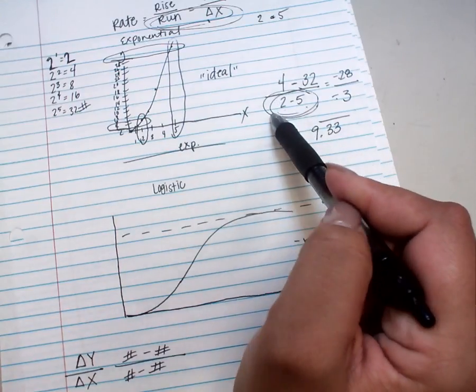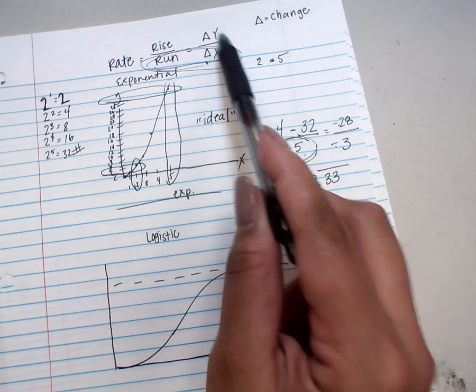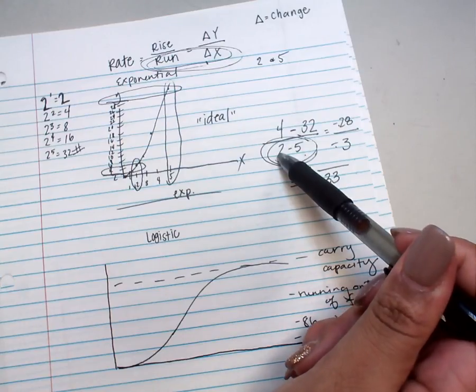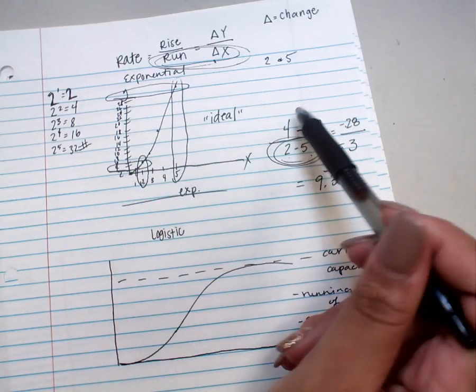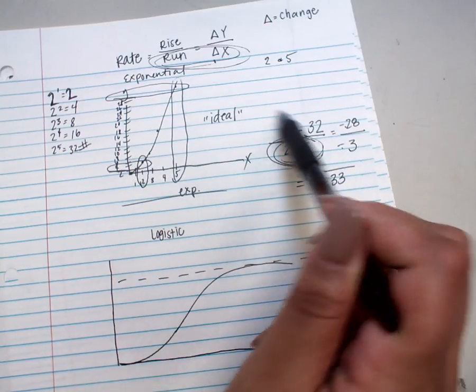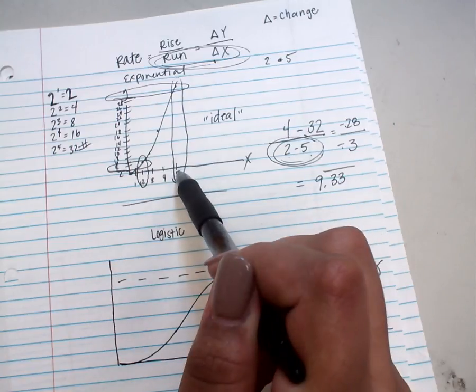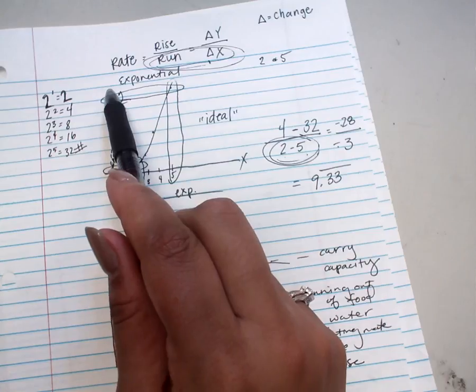So your 2 from your x-axis goes on the bottom, because we know that your rate is always going to be y over x. So the 2 goes on the bottom where your x's go. And then the value that corresponds with that 2, that 4, goes up on the top where your y's go. And then you do the same thing when you get over here to 5. So we know that 2 to the 5th gave us a y value of 32, right?